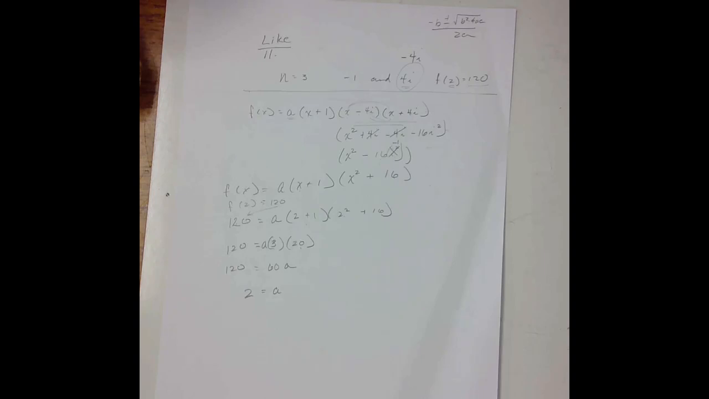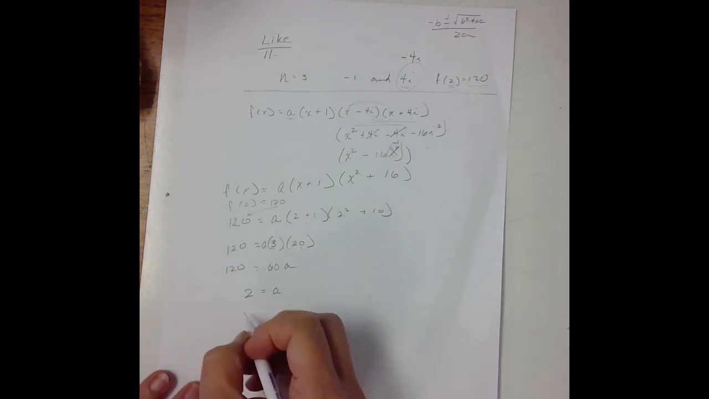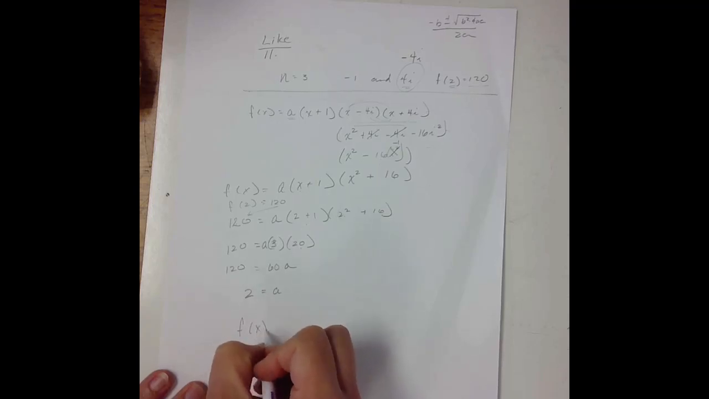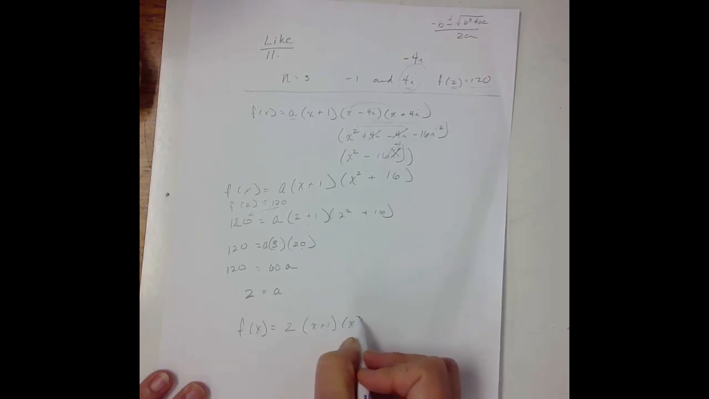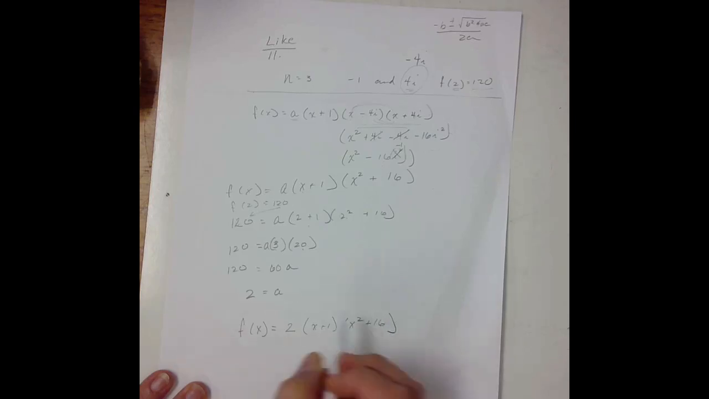So far, so good? Now, once we have all of the parts, we just need to write it as a polynomial. I don't mind you leaving it in factored form, so I would leave my answer as 2 times x plus 1 times x squared plus 16. And that would be my answer.